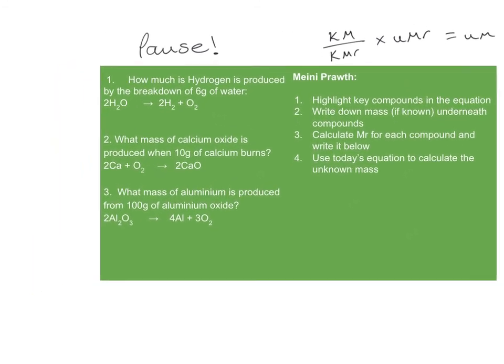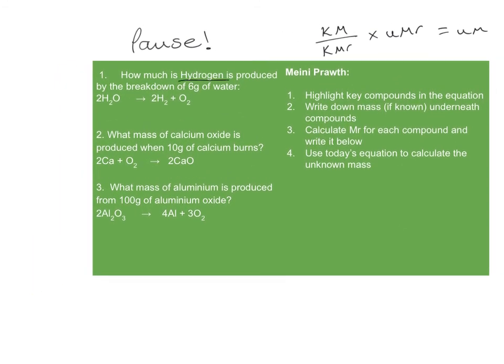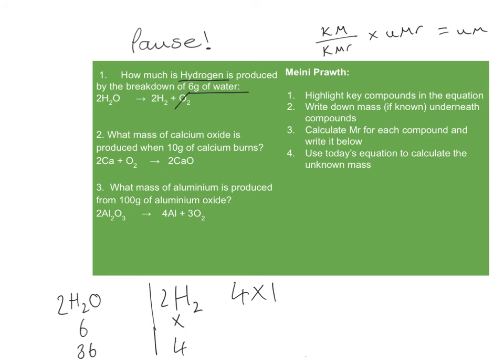So if I was going to look at the first one, how much hydrogen is produced when I break down water? So we don't need that oxygen. So we've got H2O and we've got H. They've both got 2's in front of them. So I've got 6 grams of water. MR is 18 times by 2, which will give me 36. That's a known. We don't know the other, but we know that 4 times 1 will give us the MR. So put it in our equation: 6 over 36 times by 4. That gives me 0.6 grams.